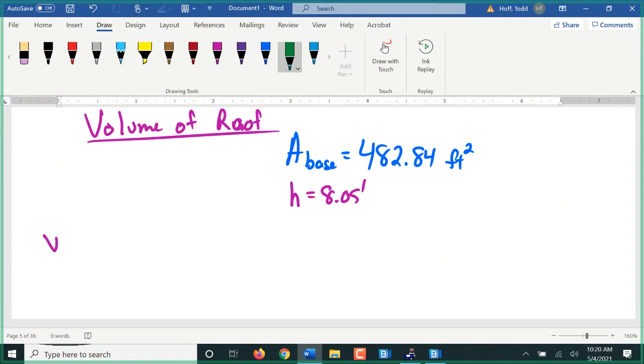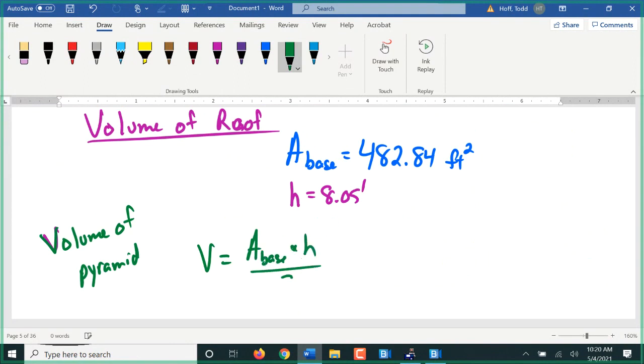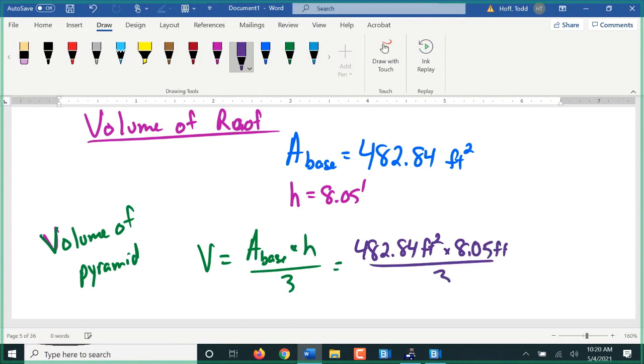The volume of a pyramid, as long as it comes to a point, it doesn't matter how many sides it has, that volume is the area of the base times the height divided by 3. Here it'll be the 482.84 square feet times the height of 8.05 feet divided by 3.